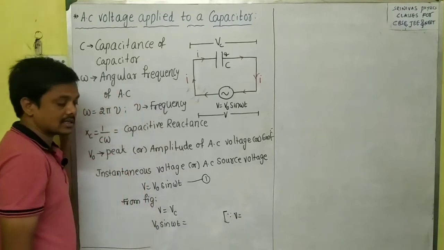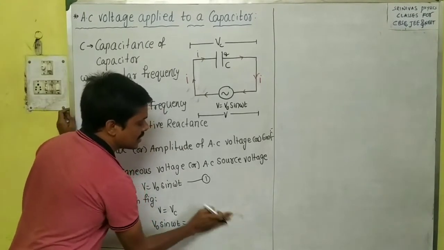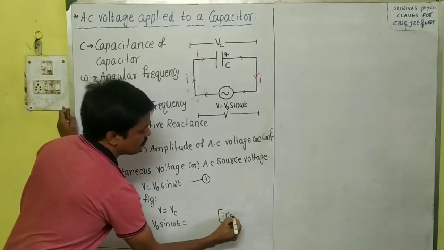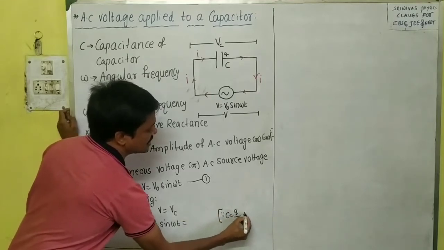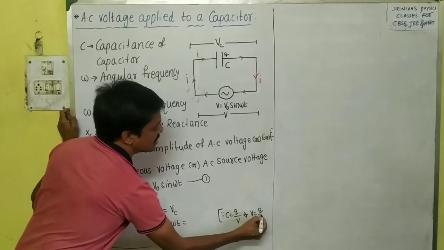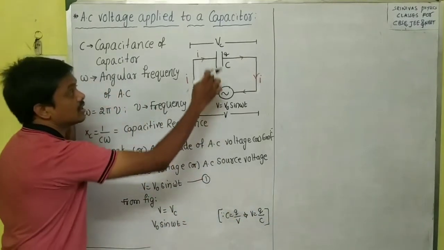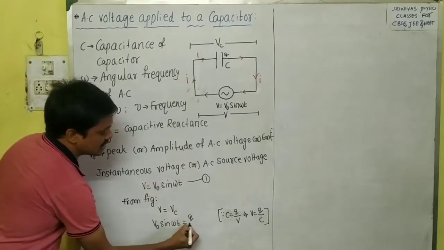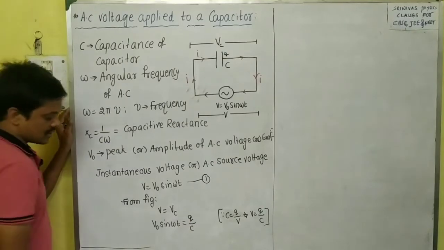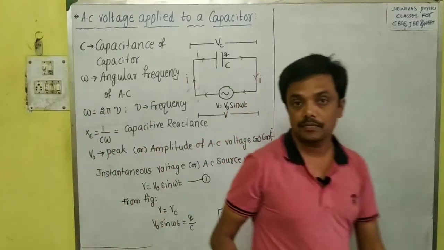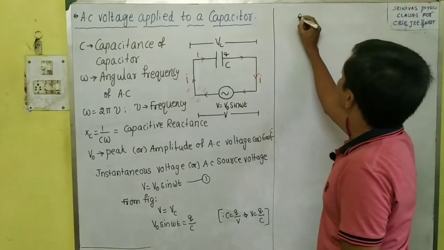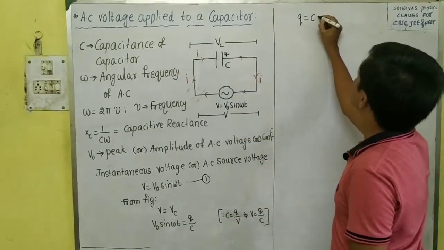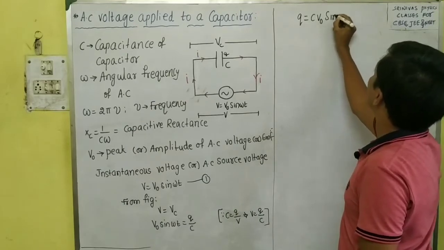The voltage across the AC source is V0 sine omega t. For the voltage across the capacitance, we know the capacitance equation C is equal to Q by V, right? From that, if you write the V equation, we will get Q by C. At any instant the charge on the capacitor is Q and its capacitance is C, so we write Q by C. From this we can write the Q equation. Taking C to the left side, C being the capacitance, we get Q equals C V0 sine omega t.